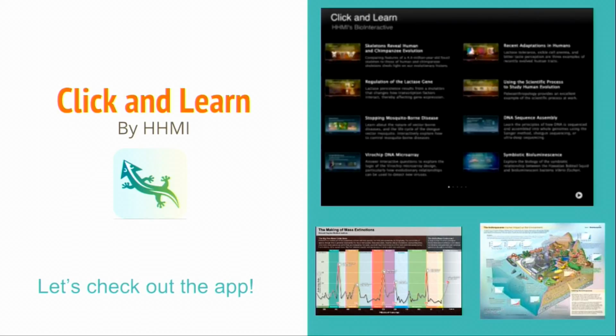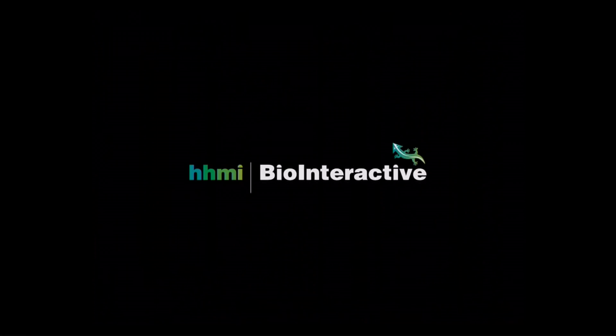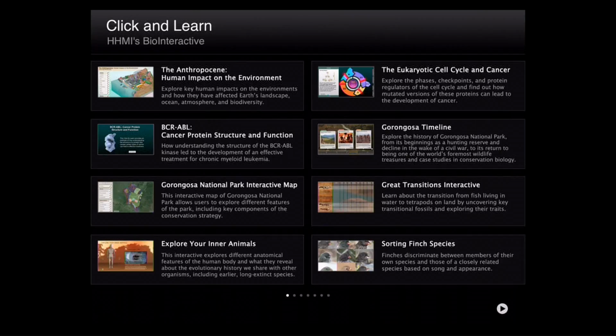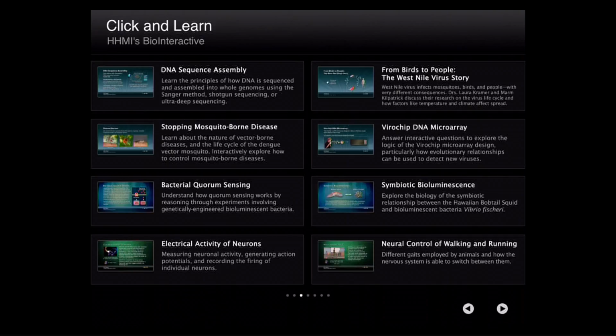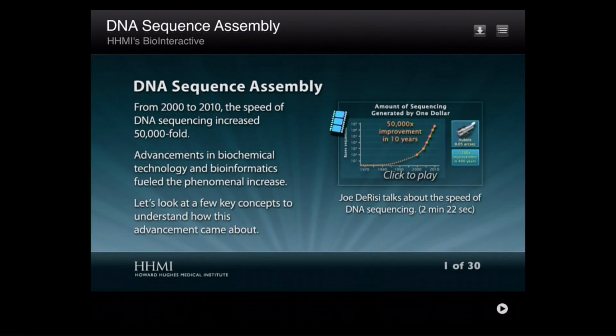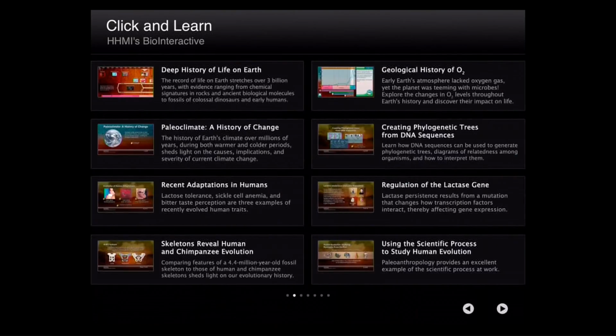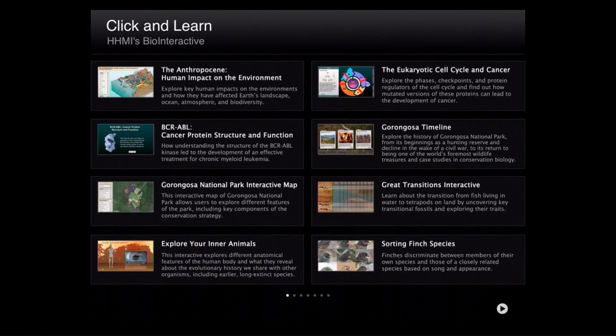So for Click and Learn, I'm going to go ahead to that app real quickly. So this is also by HHMI. Basically, this Click and Learn has a bunch of different interactive things that aren't quite as interactive as the Earthviewer, but a lot of interactive information. And then as you scroll through, you can also see they have more things that are like a lecture type of thing that has already been put together for you. So I'm going to focus on a couple of them that we use specifically in biology.